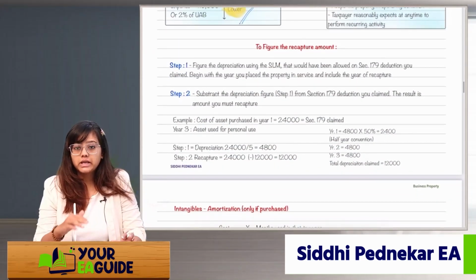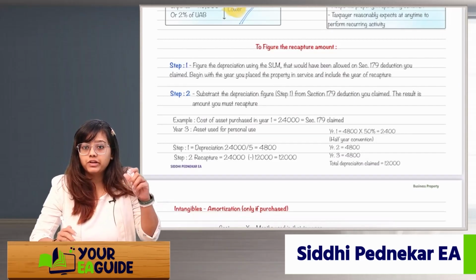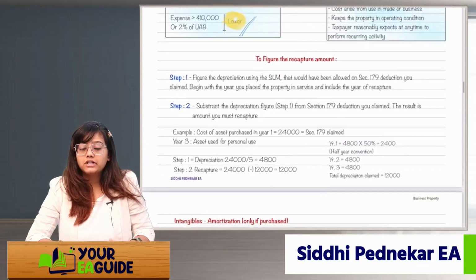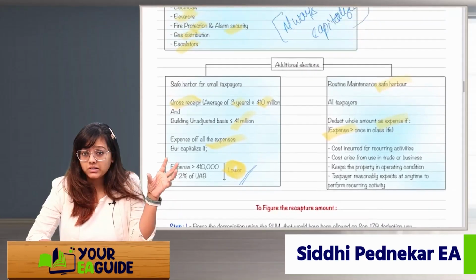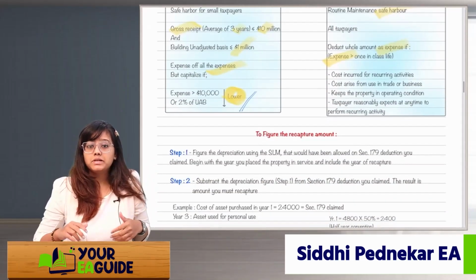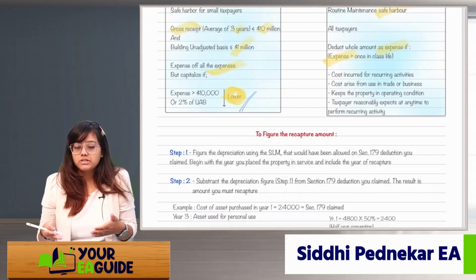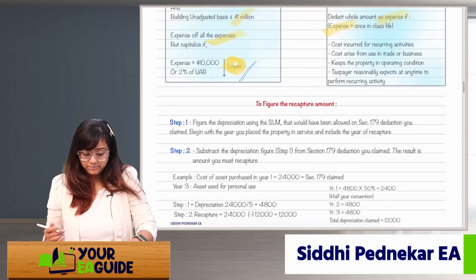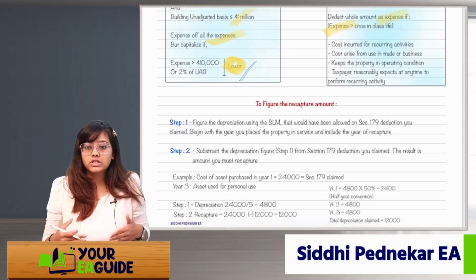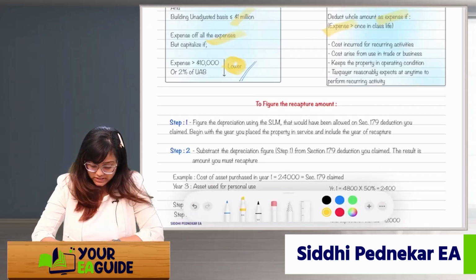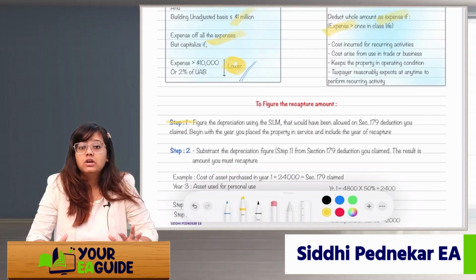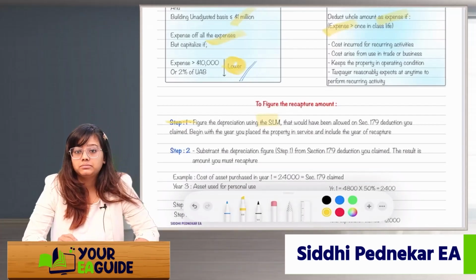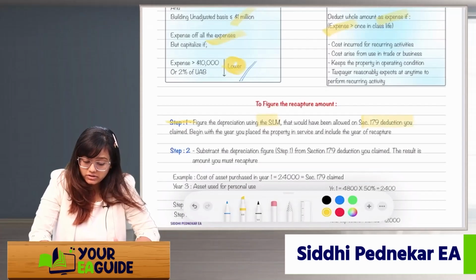Next, we have mentioned some of the steps for figuring out how to recapture. This topic is related to the 179 deduction we did earlier. If your business use has changed or is less than 50%, then you'll have to recapture it. So how will we do it? Step 1: figure the depreciation using the SLM method. First, simply find out the amount of depreciation that would have been allowed on the 179 deduction if you were using the SLM method.